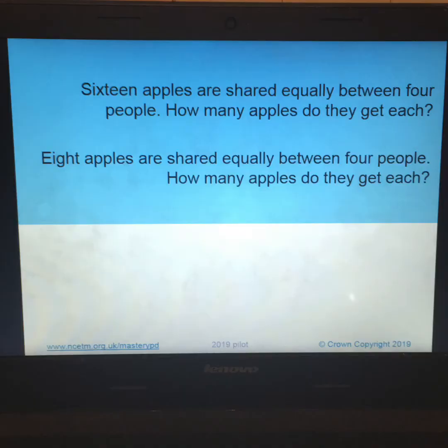Right then, worded problem. So again, we're still keeping these numbers nice and easy. So we've got 16 apples are shared equally between 4 people. How many apples do they get each? So that's one number sentence to have a go at. And then I want you to use that number sentence to work out this one. 8 apples are shared equally between 4 people. How many apples do they get each? And again, these numbers are simple. It's all about simple numbers to start off with to look at the relationship between these two equations.